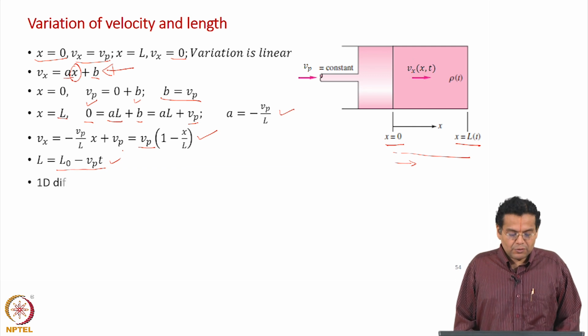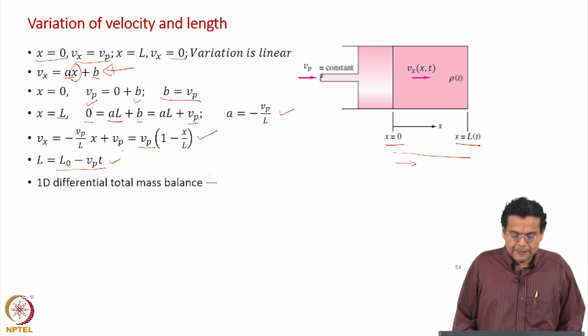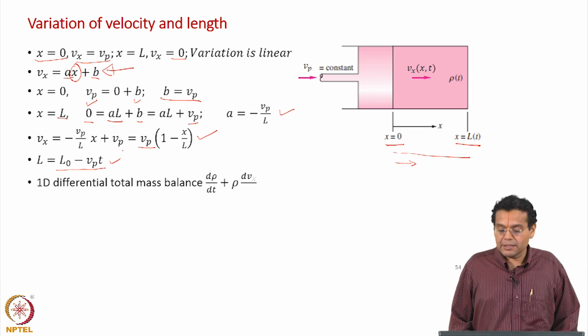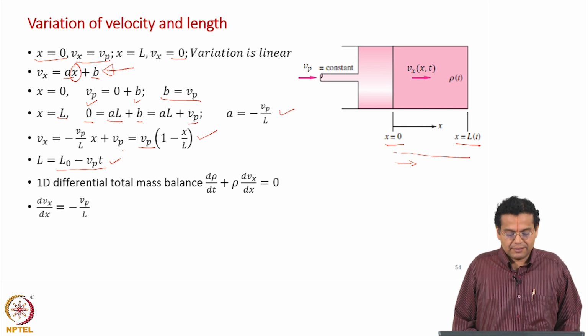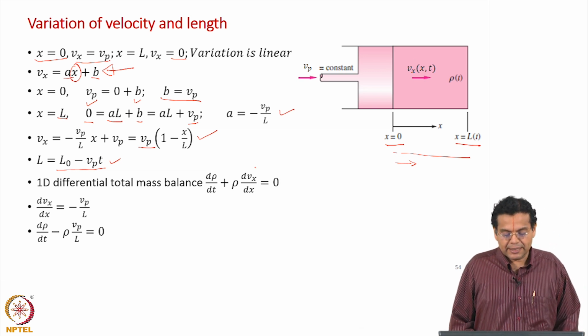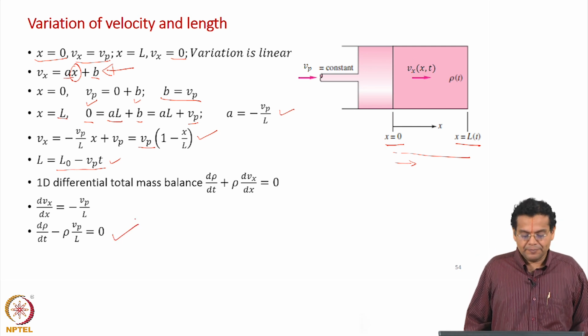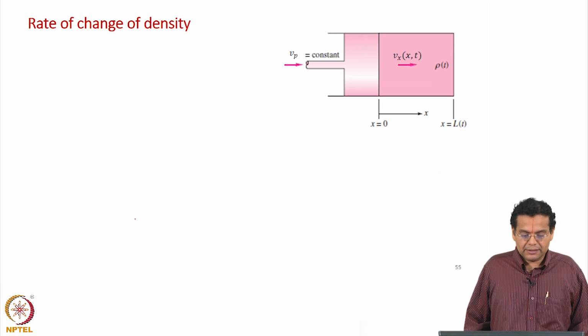Now, the one dimensional differential total mass balance which we have written is d rho by dt plus rho dV x by dx. So, let us substitute here. We have got an expression for V x, let us differentiate that and get minus V p by L. Substitute it here: d rho by dt, and for dVx by dx it is minus V p by L, resulting in this equation. We are proceeding towards evaluating rho as a function of time. So, let us do that.